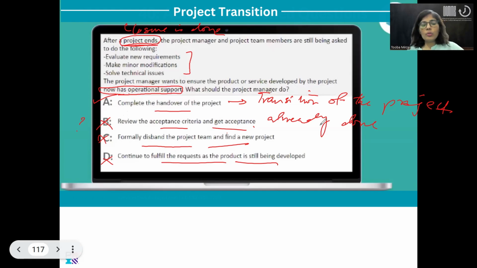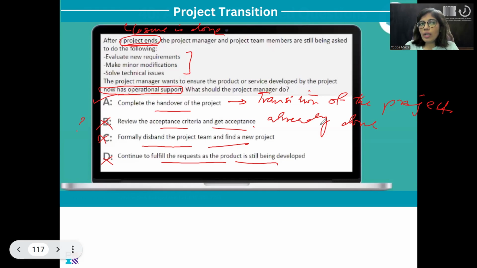Right? Let me know if there is any question. And yes, now the project has operational support. This also indicates that after the closure, when you hand over the project to operations, by operations you mean somebody who is going to take the responsibility and ownership of continued realization of benefits from that project, from that point on. So it clearly indicates that it's about closure. It's something missing in closure.